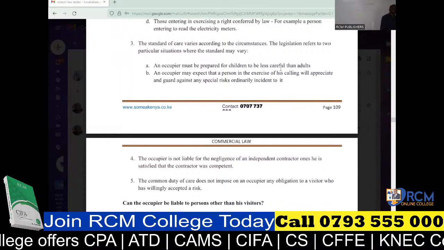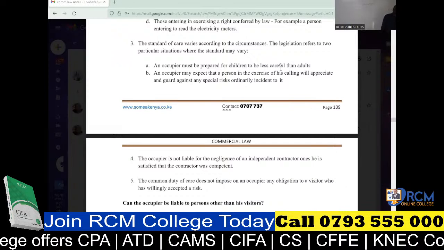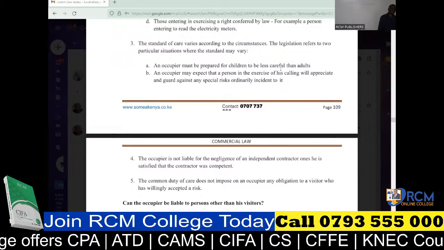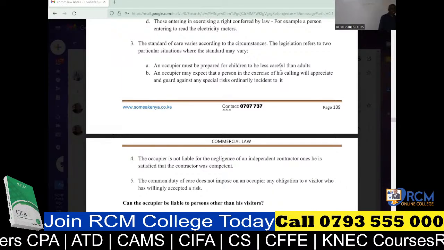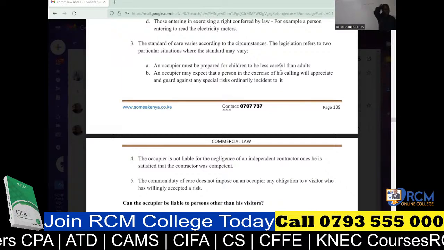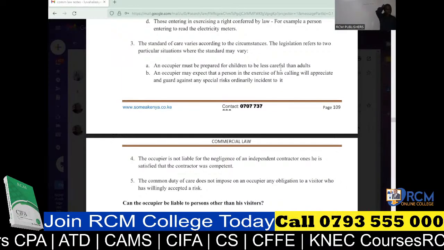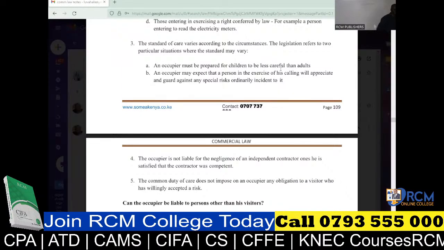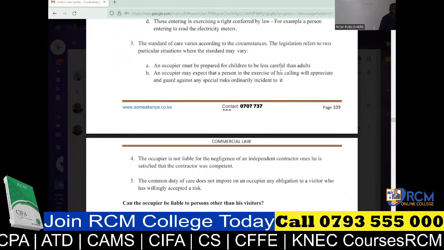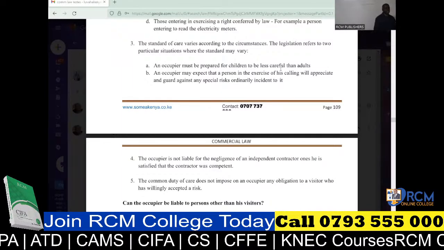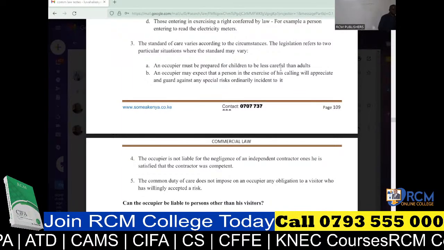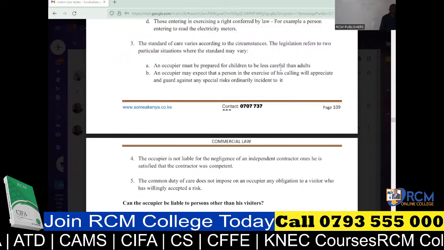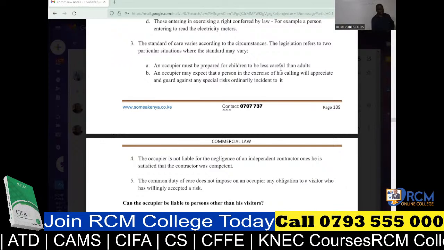So the occupier is not liable for the negligence of an independent contractor. So if he hired the services of an independent contractor, let's say, for example, to cut the grass, the occupier is not liable because of the negligence of the independent contractor. Then the common duty of care does not impose on an occupier any obligation to a visitor who has willingly accepted the risk. So if you voluntarily or willingly accept the risk, the occupier won't basically be held responsible for such.